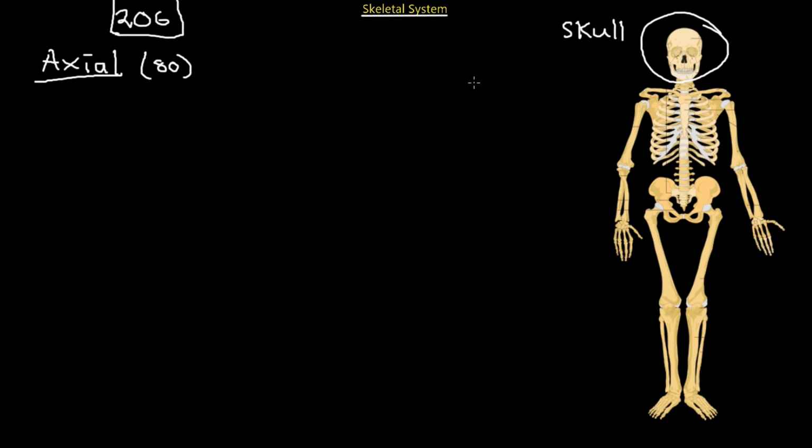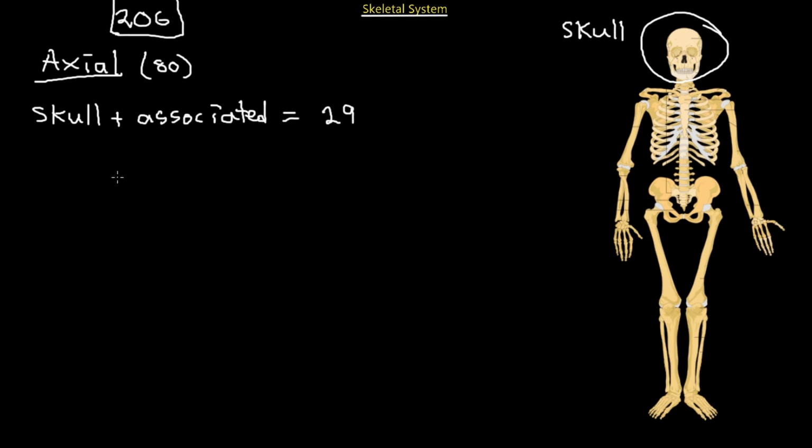And there are also the associated bones. There are 6 auditory ossicles, which are bones inside our ears, and there's a bone called the hyoid. These are called associated bones, and there are 7 of those in total. So the skull plus the associated bones makes up 29 of those bones.